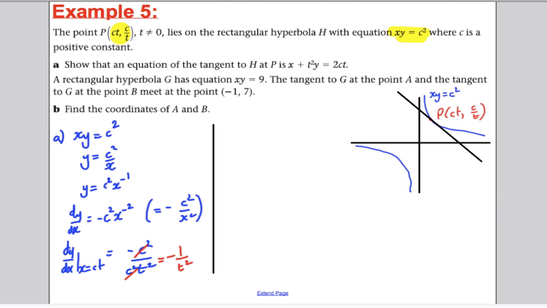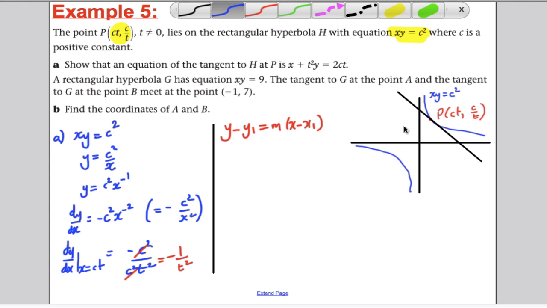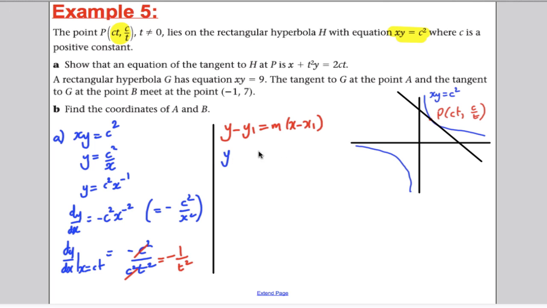So they want us to work out the equation of the tangent. Well, we're going to use y subtract y1 is m(x subtract x1). So y subtract c over t is going to be negative 1 over t squared (x subtract ct).